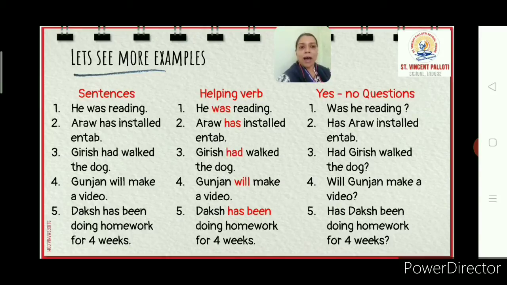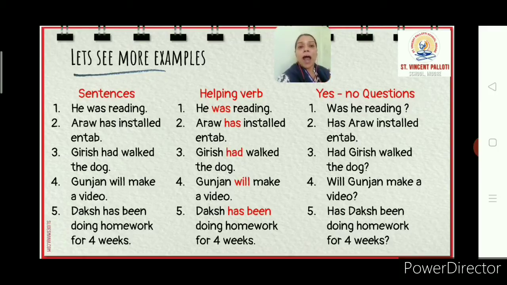Second, Arav has installed the app. Okay, has. By seeing has we can understand that it is present tense. Okay, present perfect it is, but you don't know about the tenses yet. I will tell you later. So it is present tense. So that is why has is the helping verb here. So has we will put at the front: Has Arav installed the app? Sorry, the question mark is missing here. So there will be a question mark there.